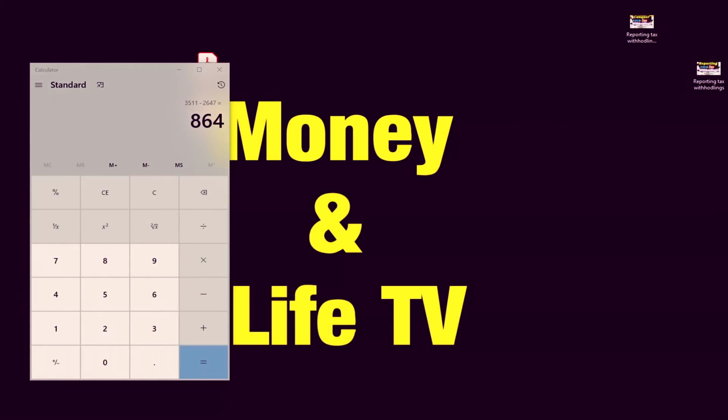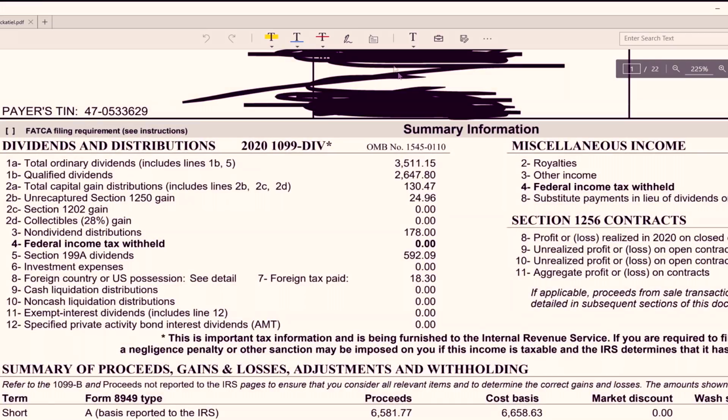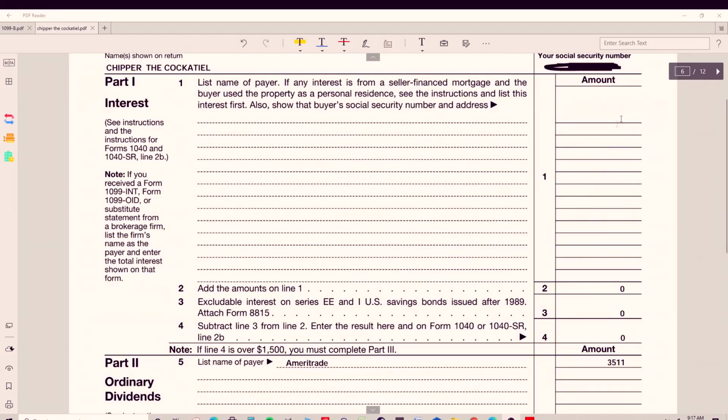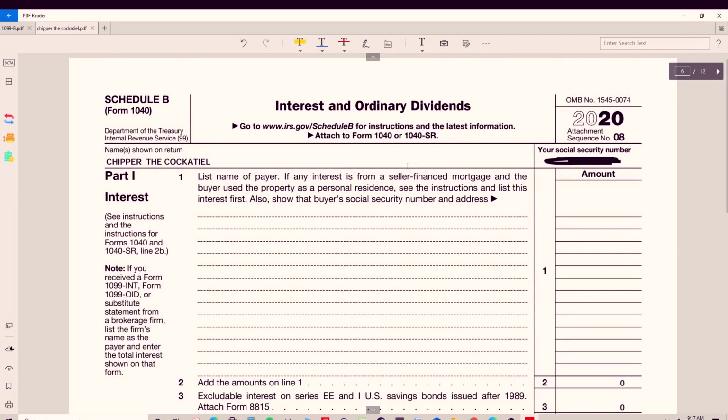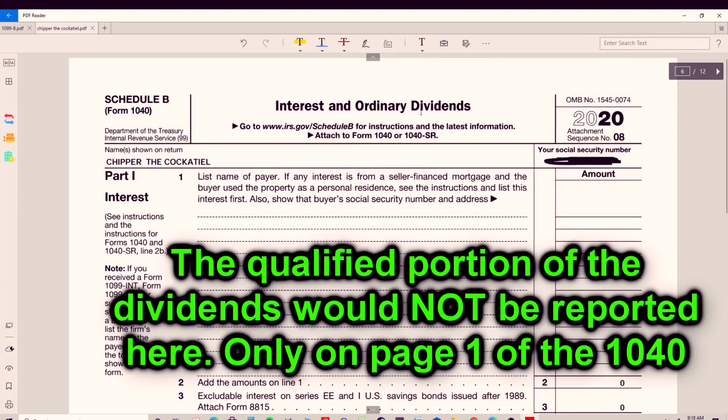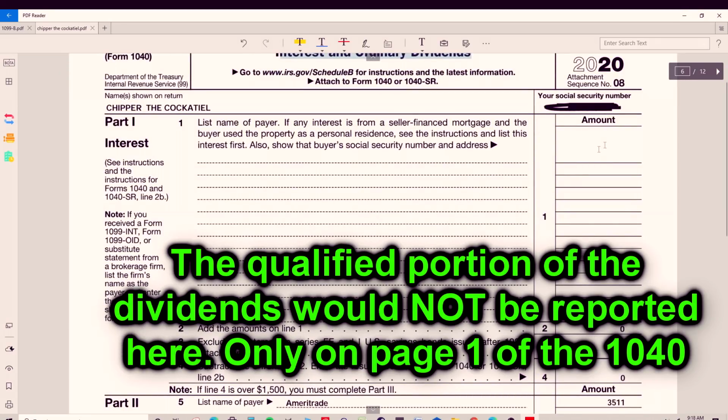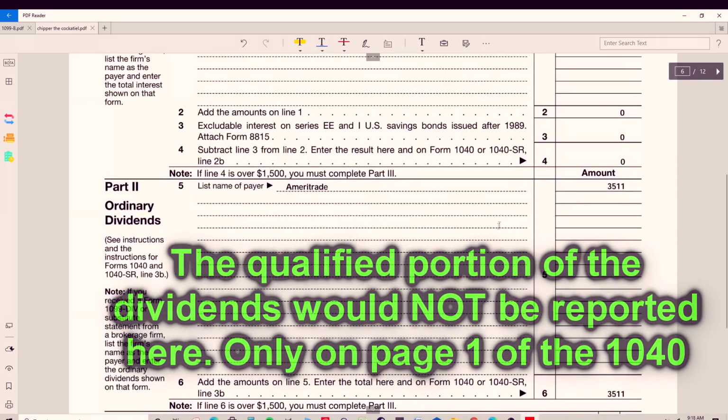Like it's seriously that simple. It really is. Once you have either combined interest or dividends of over $1,500, you're also going to report that information on a summary schedule called Interest and Ordinary Dividends. This is known as Schedule B. So your interest would be reported up here, and your dividends would be reported down here.